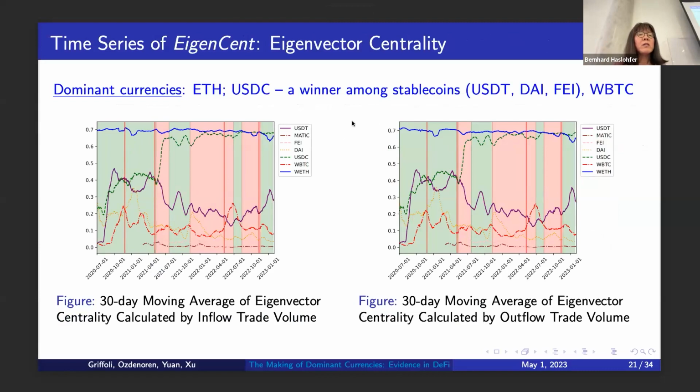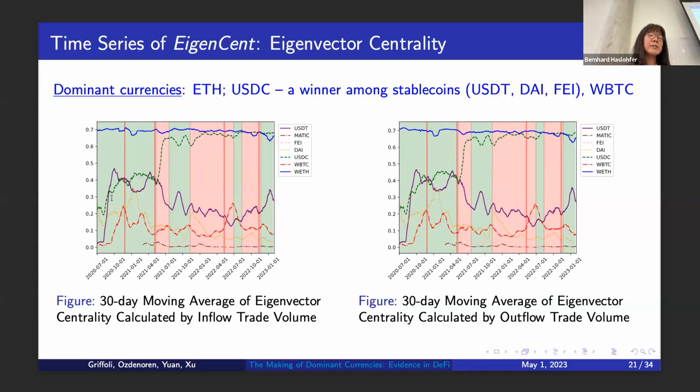This is the time series graph of eigenvector centrality. From the eigenvector centrality perspective, this is not a volume share. This is an importance, influence score. Given the network structure, you don't see ETH being challenged as much. The dominant status didn't really change over time, but there's a battle among the stable coins.